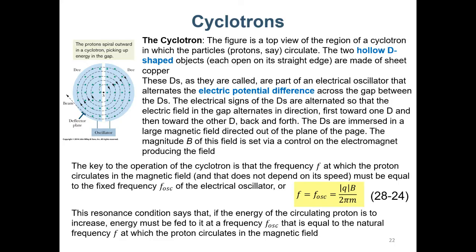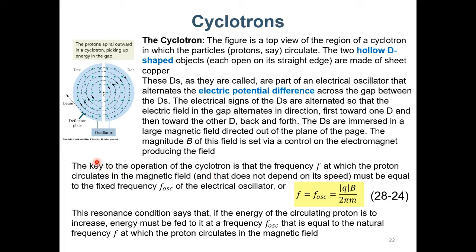So next we talk about the cyclotron, which is a particle accelerator. 这个中文叫做回旋加速器。So a cyclotron, the figure is a top view of the region of a cyclotron in which the particle proton stays circular. The two hollow D-shaped objects, each open at a straight edge.